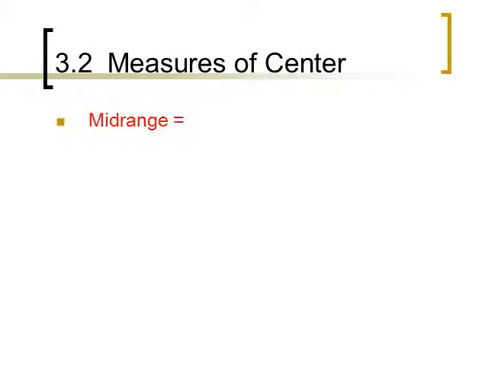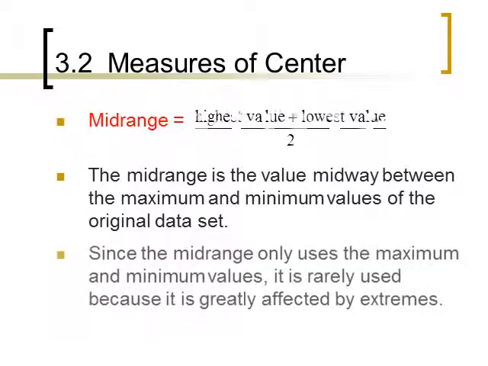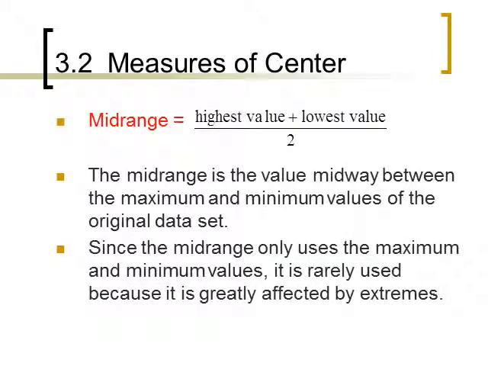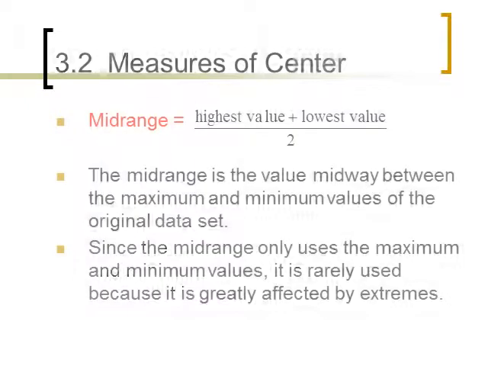And finally, another way to find a center is to find the mid-range. And this is another little formula that you'll need to know for this test. The mid-range is the value where we take the highest number, add it to the lowest number, and then divide that by 2. The mid-range is the value midway between the maximum and the minimum values. And since the mid-range only uses the maximum and minimum values, it's not often used in statistics.